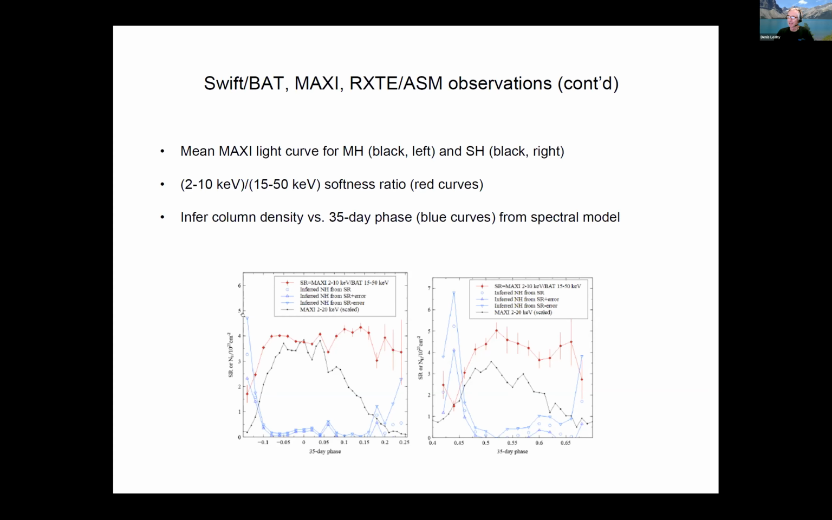So during the main high, we get the decrease in column density. This is from the accretion disk at the beginning of the main high, and then the increase in column density at the main high, and actually a very similar pattern during short high, all over a shorter range of 35-day phase. Okay, I'll stop there. There's ongoing analysis with all of this. I'll end my presentation. Thank you very much, Dennis.